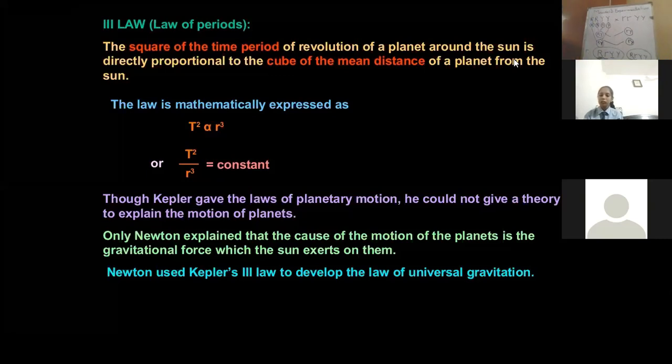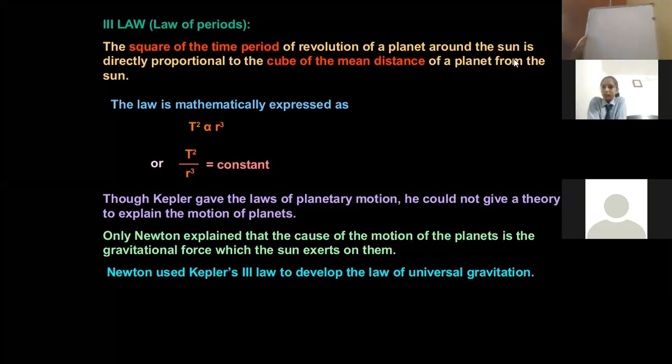the square of the time period of revolution of a planet around the sun is directly proportional to the cube of the mean distance of the planet from the sun. Let me explain this law to you. What does it mean?